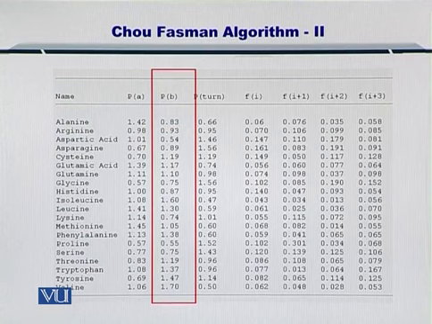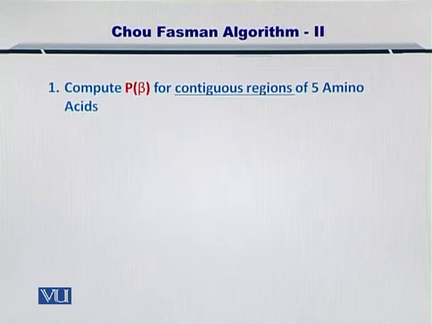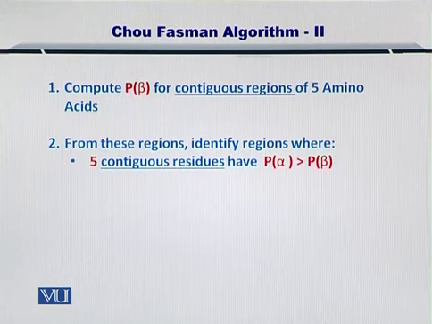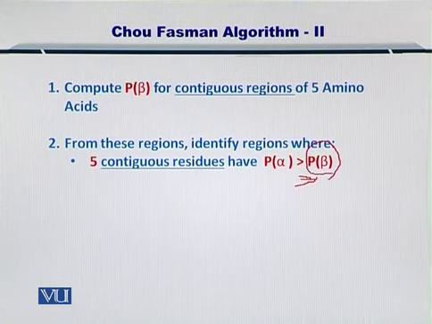So what you can do is select an amino acid and then compute the overall propensity for several amino acids. Towards that, you can compute the propensity for 5 amino acids. These 5 amino acids should be contiguous, that is, they should be together in the amino acid sequence. Next, from these regions, you need to identify the regions where 5 contiguous residues have the propensity for alpha helices to be greater than the propensity for beta sheets.